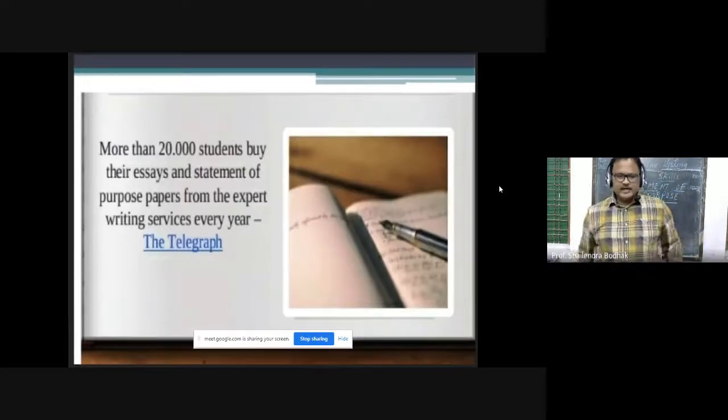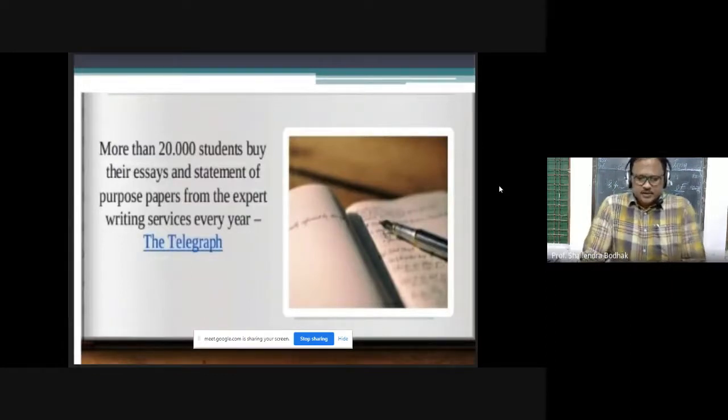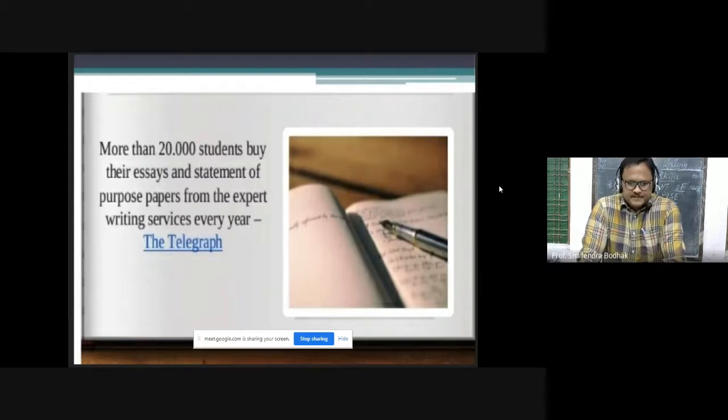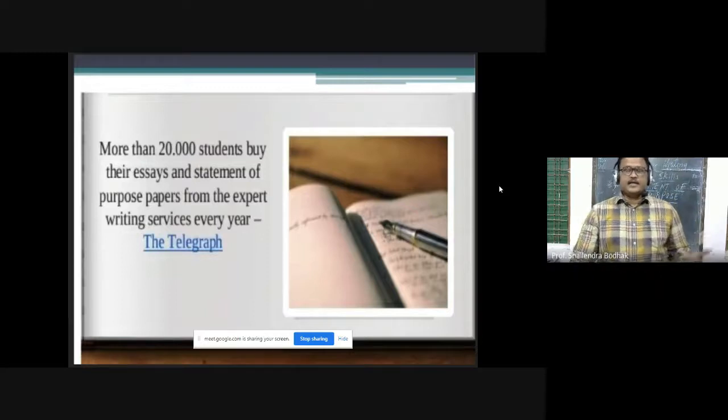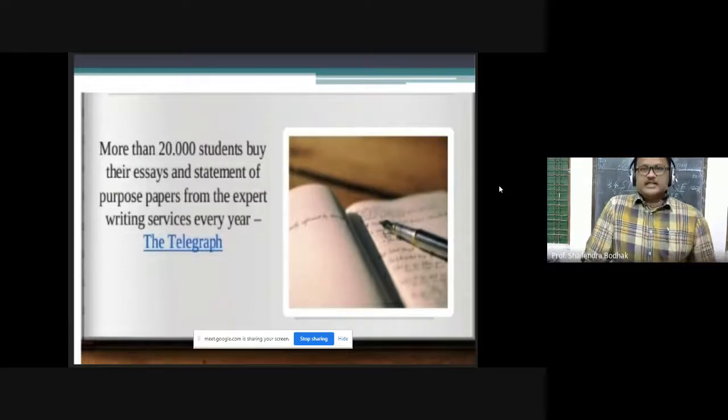Now, one more thing I would like to share with you. More than 20,000 students buy their essays and statement of purpose papers from expert writing services every year. That has come in the newspaper, the Telegraph. So, students, instead of practicing writing a proper, perfect SOP, they try to buy one.